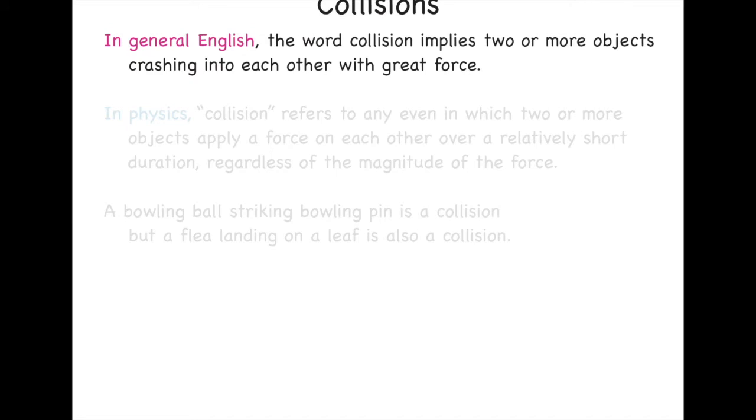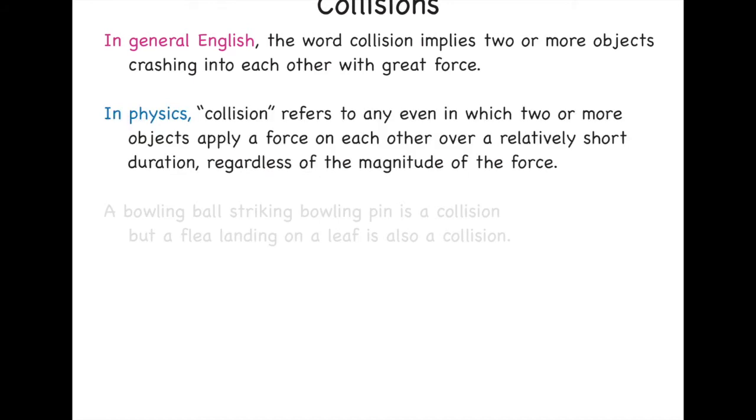Before we delve into the examples of different collisions, one more definition to be clear on. In general English, the word collision implies two or more objects crashing into each other with great force. But in physics, collision refers to any event in which two or more objects apply a force to each other over a relatively short duration, regardless of the magnitude of the force. So it doesn't have to be a great force. As long as, over the scale of the entire observation, the interaction was relatively short, then it qualifies as a collision in physics.